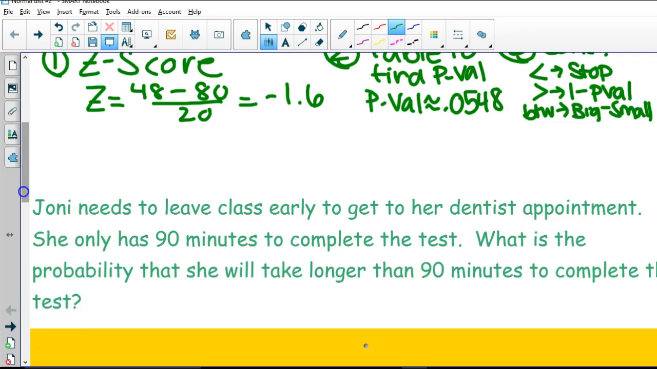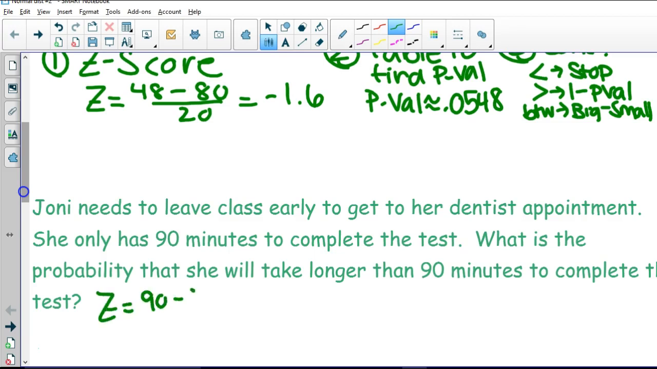The steps are all the same. I'm going to find a z-score. 90 minus 80 divided by 20. What does that give us? Can you do it in your head? 1/2, yeah. Why did I do 90? Because probability, percentile, p-values, all the same process. We need to go to the table, but first we need a z-score. So our z-score is 0.5.